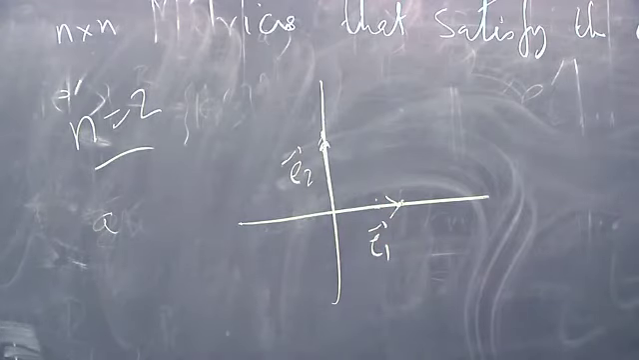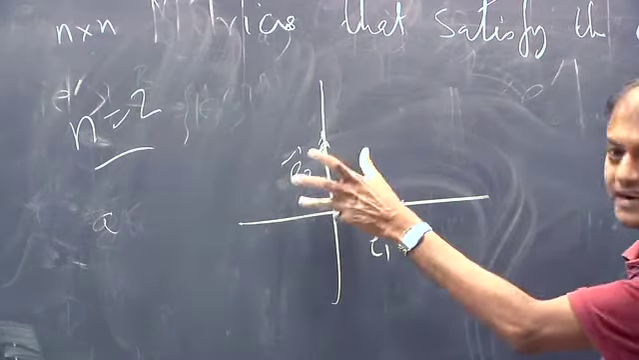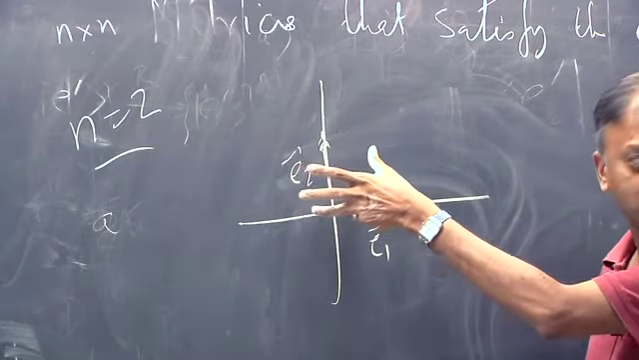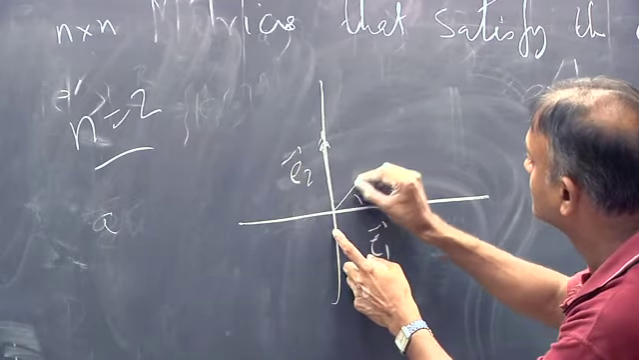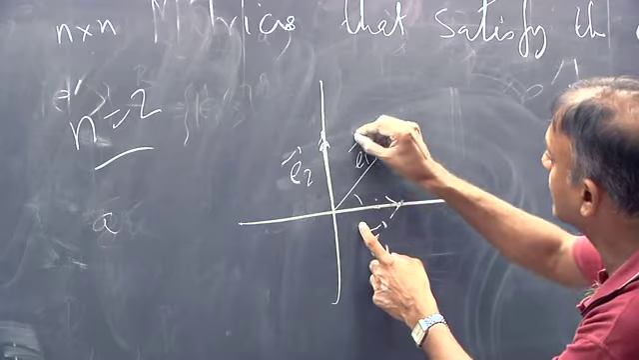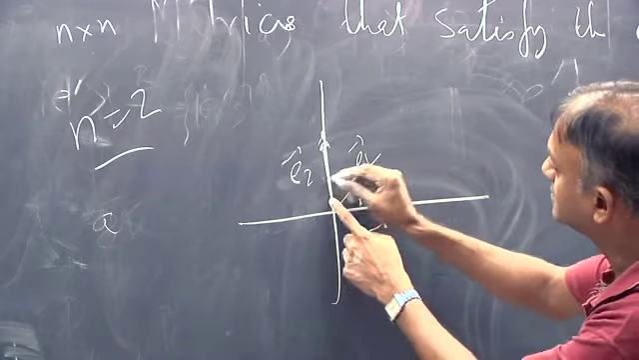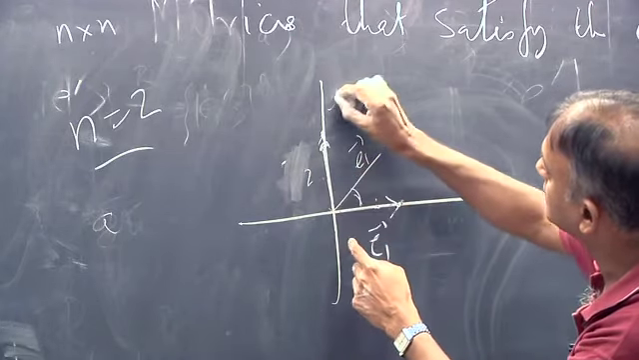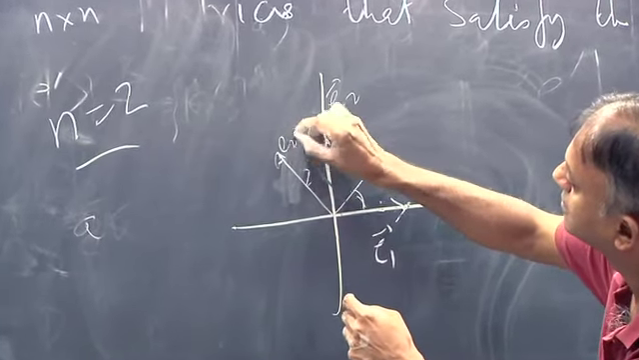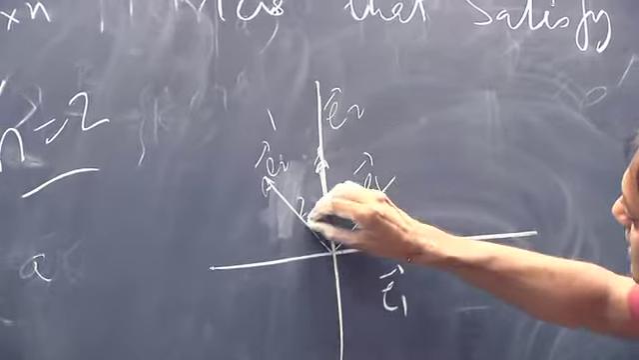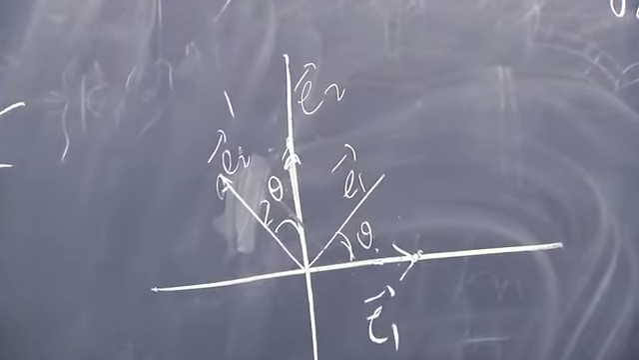Now, suppose I want to choose another basis, which is orthonormal. How would you do this? Well, I can rotate this whole thing by an angle theta, so that E1 goes to E1 prime, and E2 becomes E2 prime. And this angle is theta.